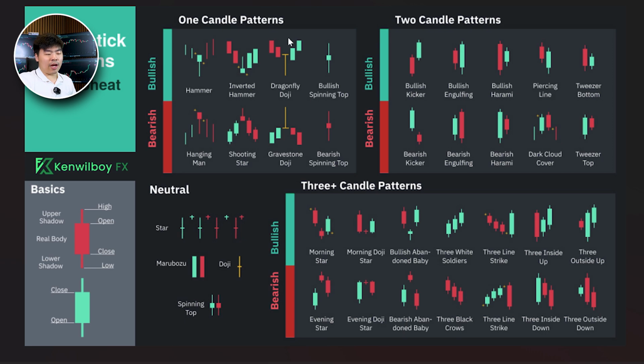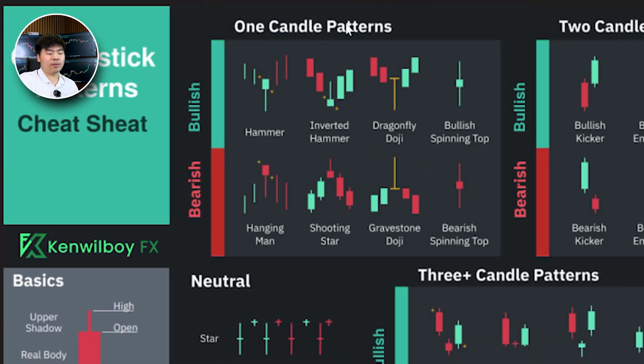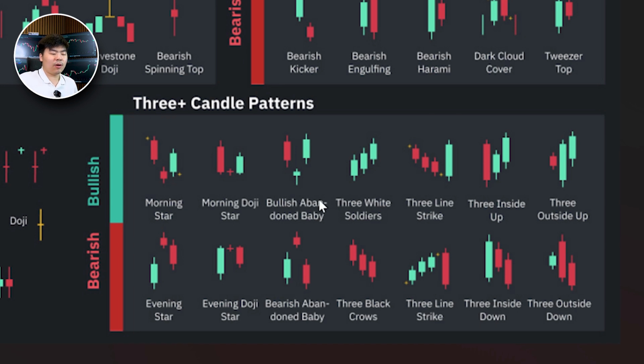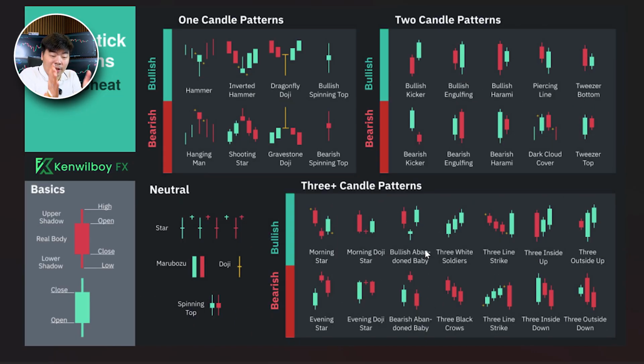And there are three types of candlestick patterns: the one candle patterns, the two candle patterns, and the three candlestick patterns. It might look overwhelming for you beginners, but let me tell you, you don't need to memorize all these jargons, these names. Even me myself, I don't remember everything. I just remember the important ones. I will show you which candlestick patterns are mostly used by professional traders out there.